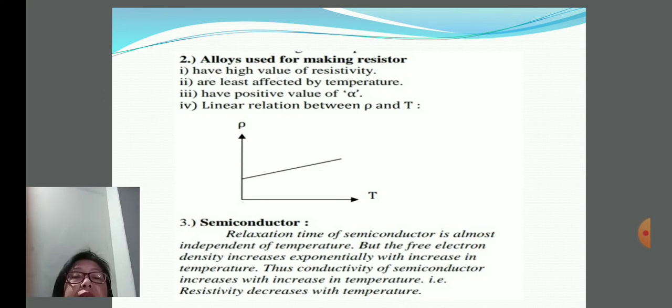For semiconductors, the relaxation time is almost independent of temperature, but the free electron density increases exponentially with increase in temperature. Therefore, conductivity of a semiconductor increases with increase in temperature, that is, resistivity decreases with temperature. And this resistivity decreases exponentially with temperature. So if you had to plot a graph, you will find that resistivity decreases with temperature.